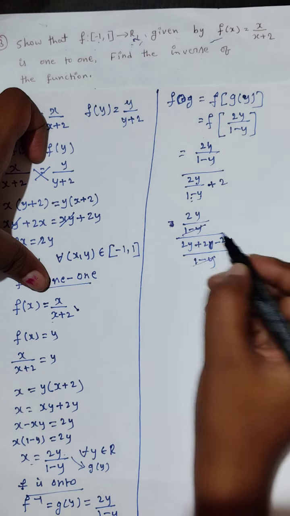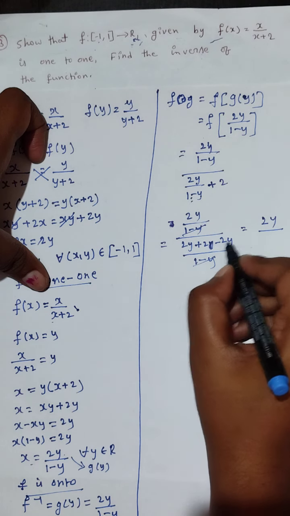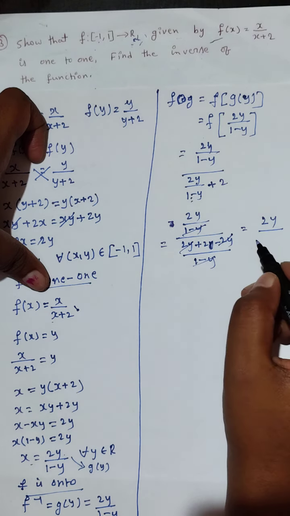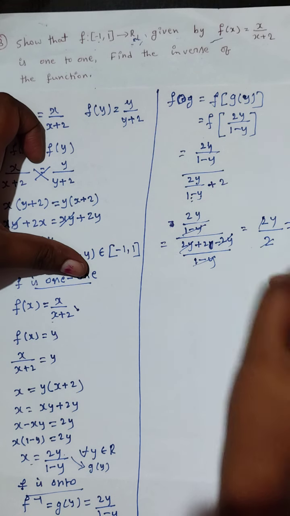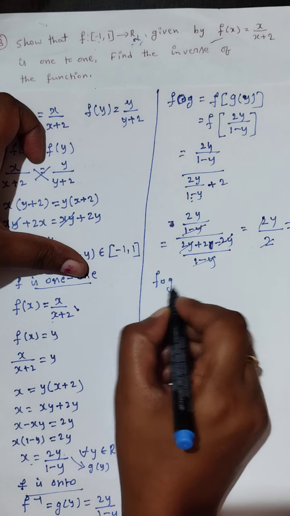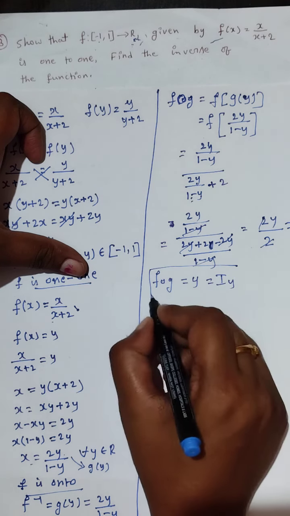So 1 minus y gets cancelled. So what are we left with? 2y divided by, here plus 2y minus 2y gets cancelled, so 2y divided by 2. The 2 will get cancelled, leaving y. So our FOG function is nothing but y. It can be written as I_Y.